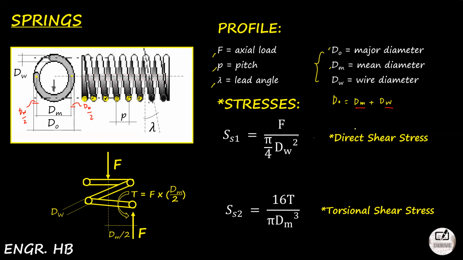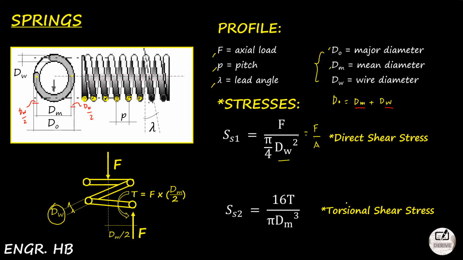We have two stresses here, which is the direct shear stress and the torsional shear stress. So, ano nga ba yung direct shear stress? So, direct shear stress, we all know that is equivalent to just a simple force over area. So, kung may sinalo si spring na force or axial load, ang magsasuffer dyan is itong wire diameter mo. That's why it is force over area, and your area is, of course, pi over 4 d squared, and yung diameter mo doon is your wire diameter.